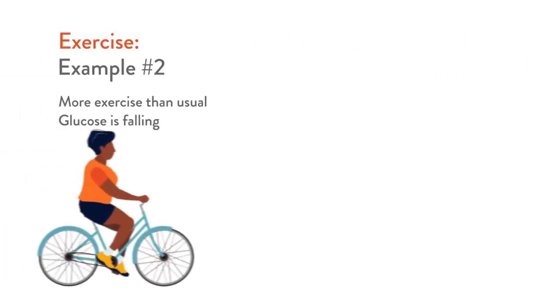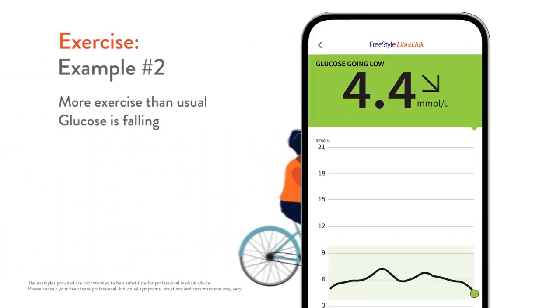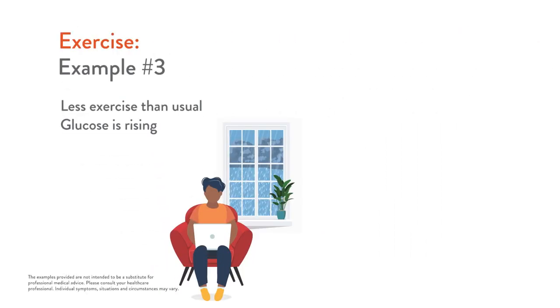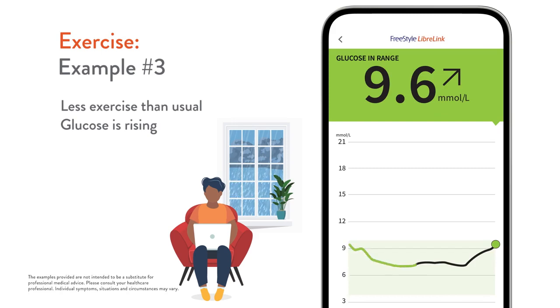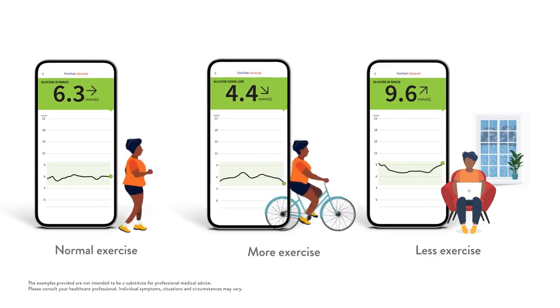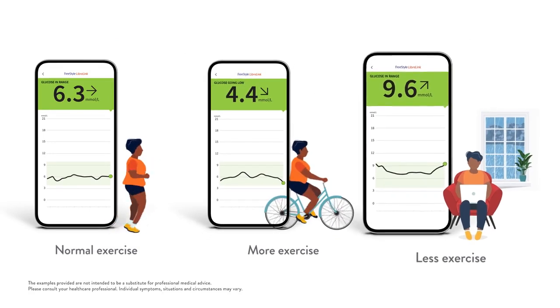One day you return from your walk and decide to go for a bike ride. This is more exercise than usual. You scan and you see that your glucose is falling. Another day it's raining and you decide to skip your walk. That evening you scan and notice that your glucose is rising. Looking at all 3 scans, can you see the difference between usual exercise, more or less exercise?